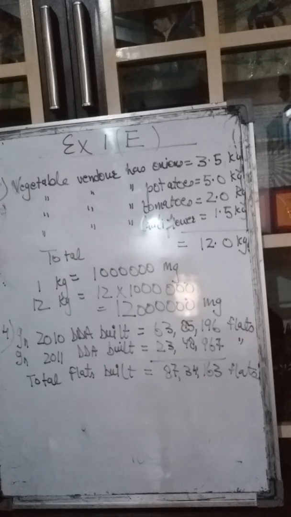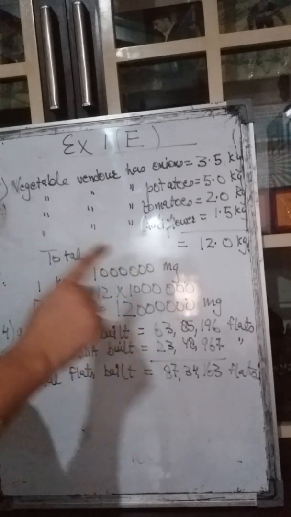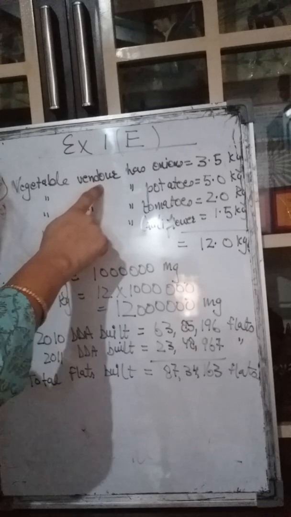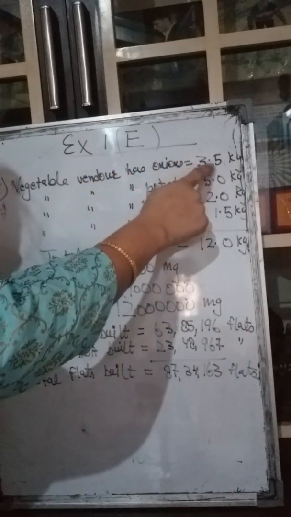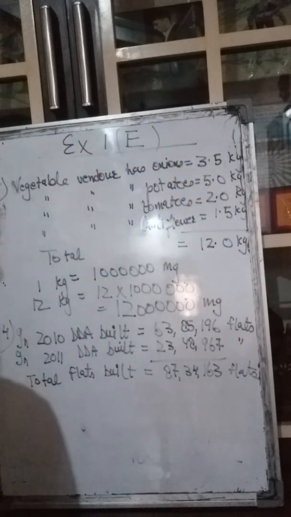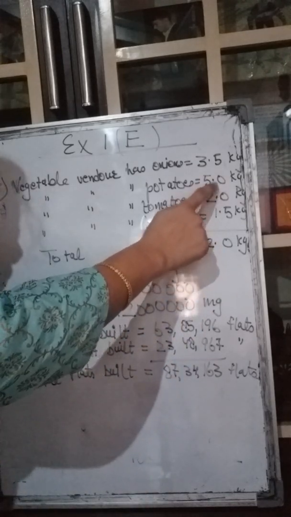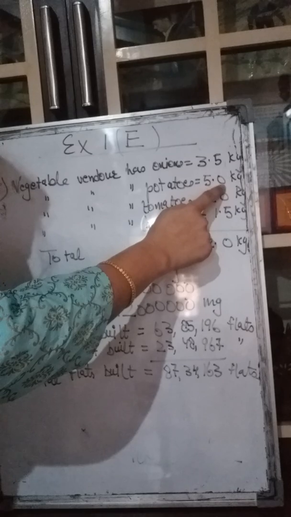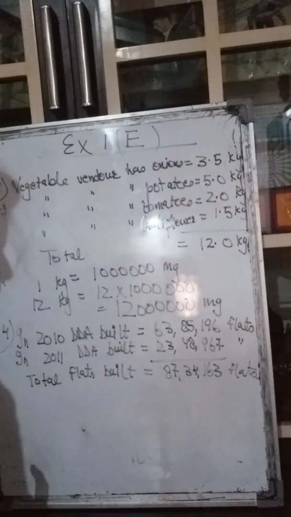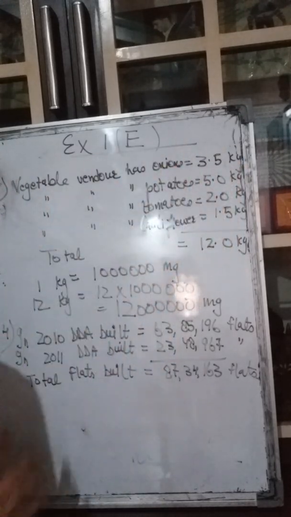Now we come to the third question, which says a vegetable vendor has 3.5 kilogram of onions. A vegetable vendor is there and it has onions. How much? 3.5 kilogram. Then it has 5 kilogram of potato. 5 can be written as 5.0. Okay. So it has 5.0 kilogram of potatoes.